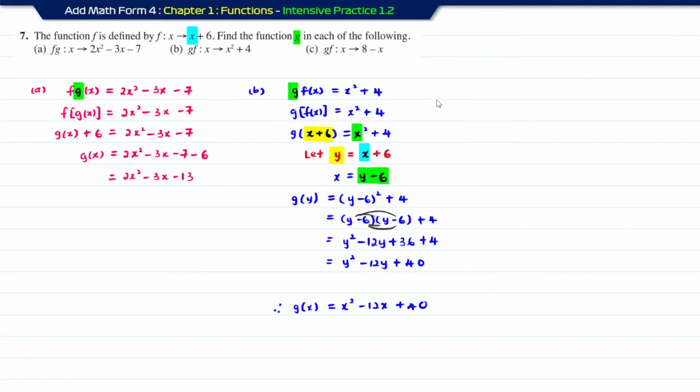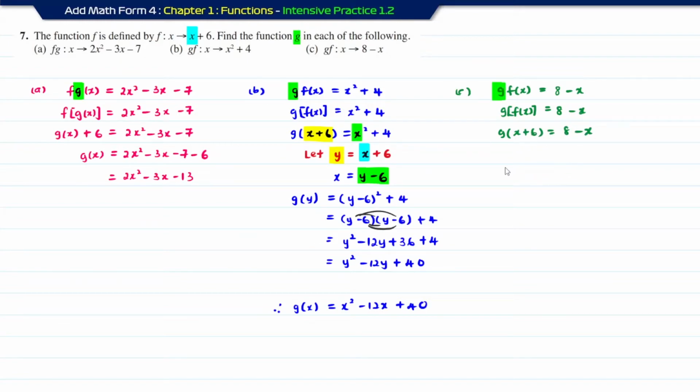Now let us move to question C. We also have the composite function gf, which maps x to 8 minus x. If you look at the position of g, this is the outer one, so we're going to solve it using the same method as question B. It is formed when you insert the function f into the function g. The function f we know, which is x plus 6 here.